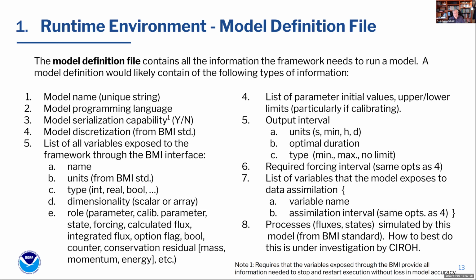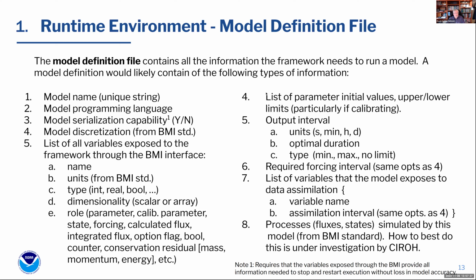The list of variables exposed to the framework through the BMI interface, which would include all of the BMI information: the name, the units, type, dimensionality, and the role. And some sample roles are explained there. Parameter, calibration parameter, state, forcing, calculated flux, integrated flux, option flag, Boolean, counter, conservation residual, etc.